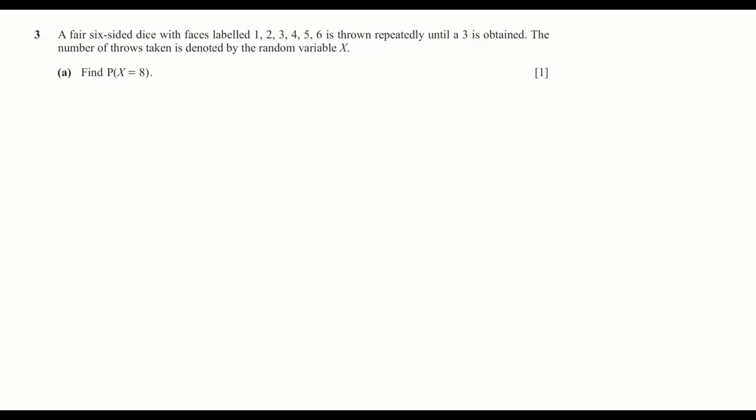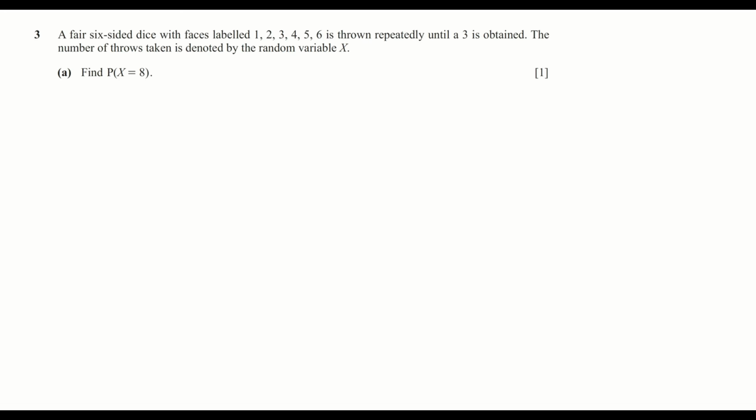A fair 6-sided dice with faces labeled 1, 2, 3, 4, 5, 6 is thrown repeatedly until a 3 is obtained. The number of throws taken is denoted by the random variable X. Part A says find the probability that X is equal to 8. If X is 8, that means that a 3 was obtained for the first time on the 8th throw.